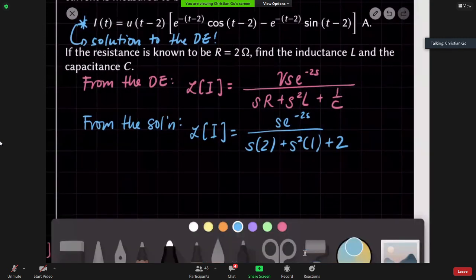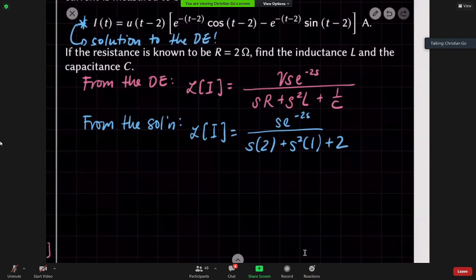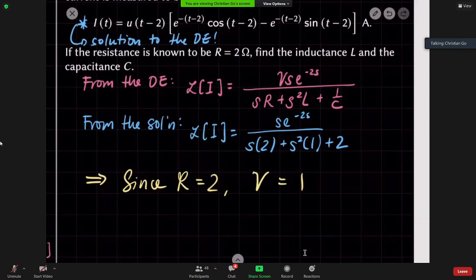So what are the conclusions we can draw? The magnitude of the voltage that was given has to be 1. Indeed, R is also 2. Oh, sorry. Maybe we should start with R because that's a given. Since R is 2, the magnitude of the voltage has to be 1. And then we can find L and C. L is just 1 as well, the coefficient of s squared. And C is 1 over 2, that's 1/2.